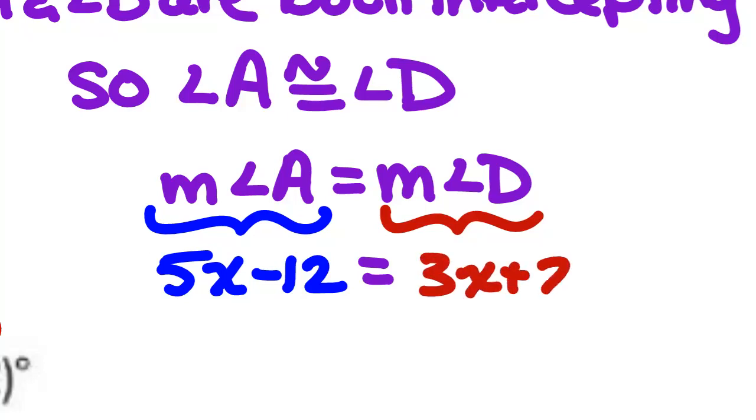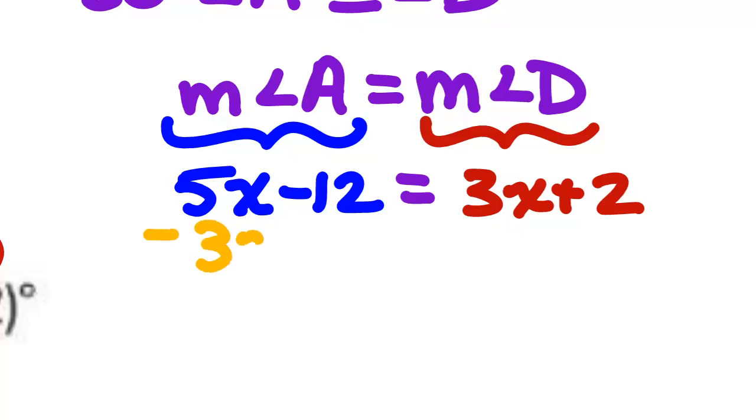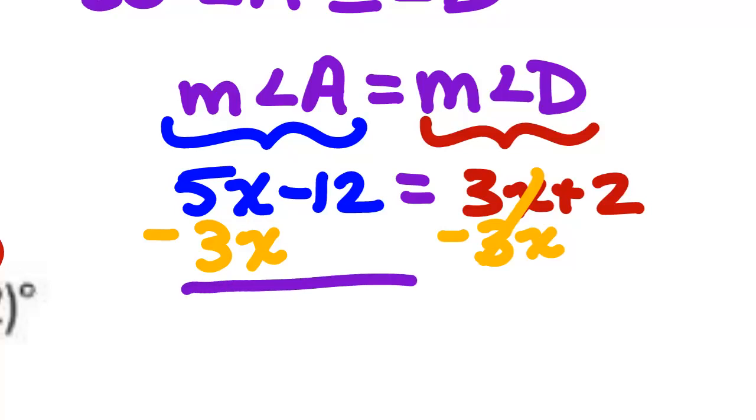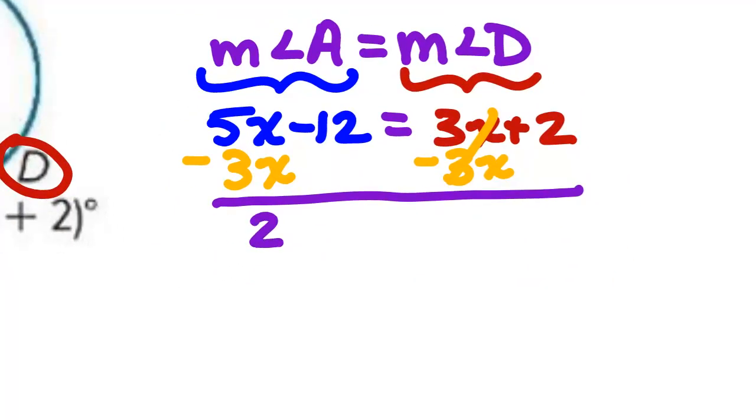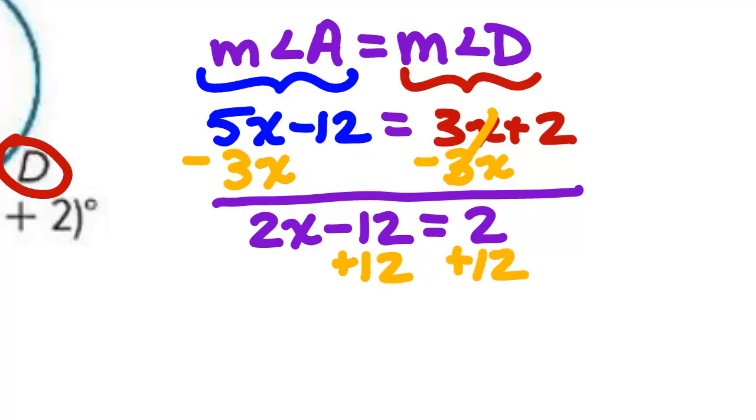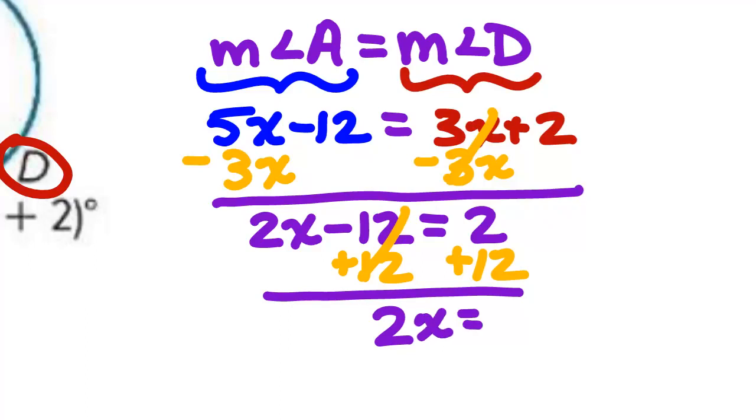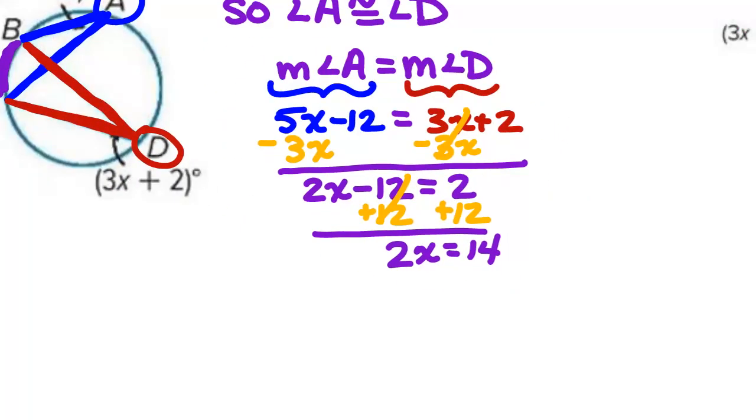And now we're going to solve this for x. So I'm going to subtract 3x from both sides. That would give me 2x minus 12 equals 2. Then we're going to add 12 to both sides so that I get 2x equals 14. And then we'll divide both sides by 2. I get that x is 7.